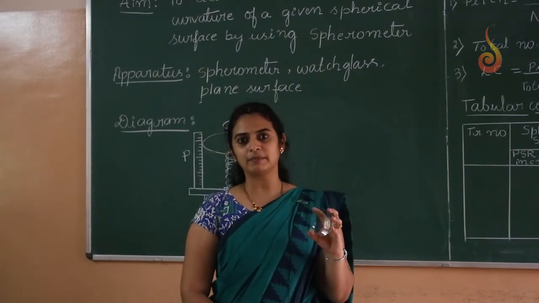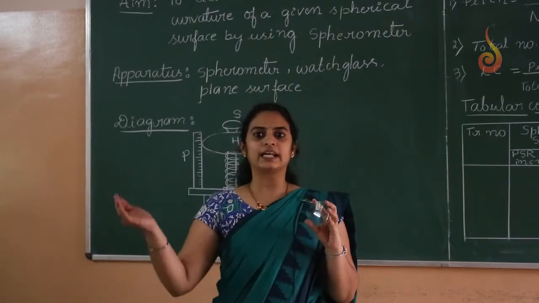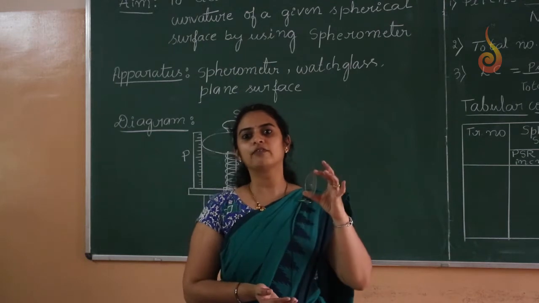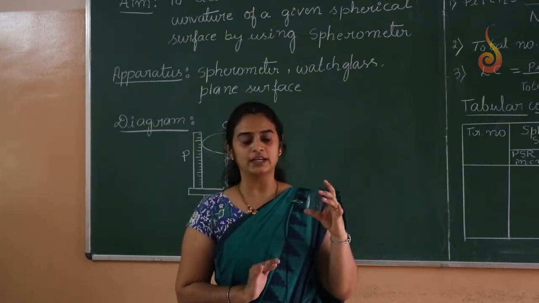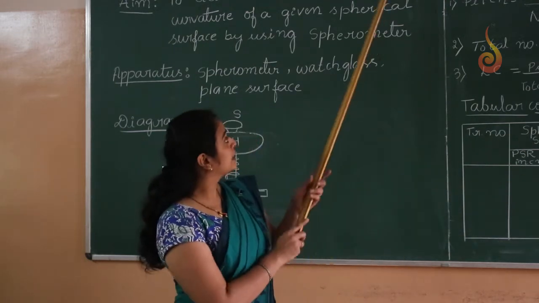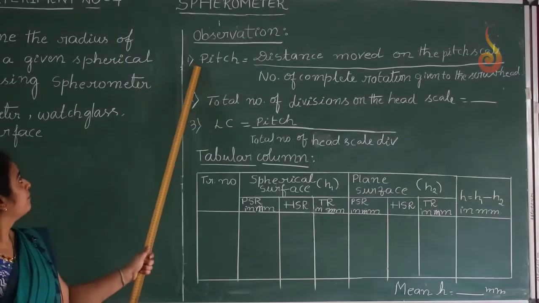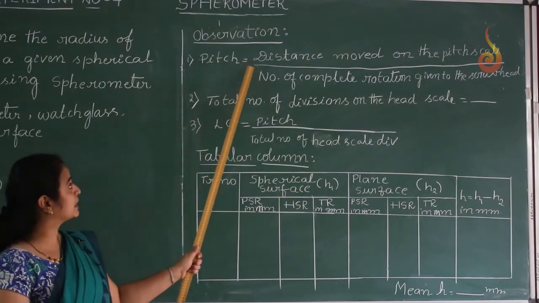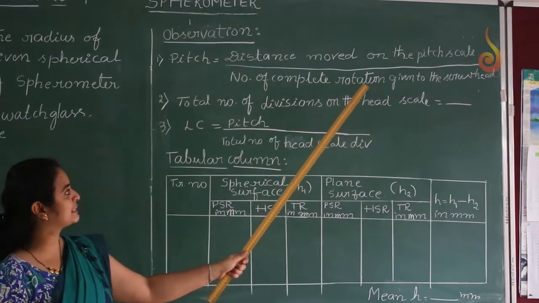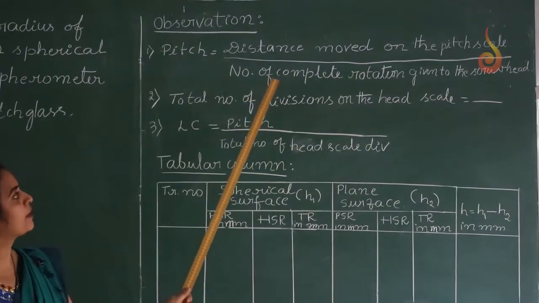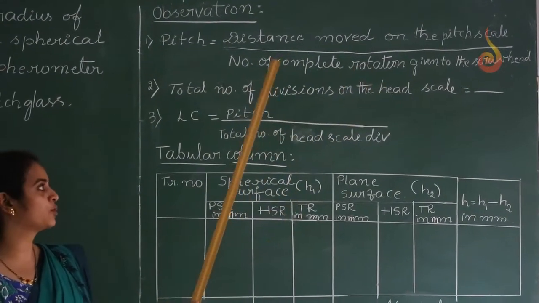Radius of curvature means the radius of the sphere where this curvature forms a part of it. So for that, here is the observation. First one, we need to find the pitch value, that is equal to distance moved on the pitch scale divided by number of complete rotations given to the screw head.